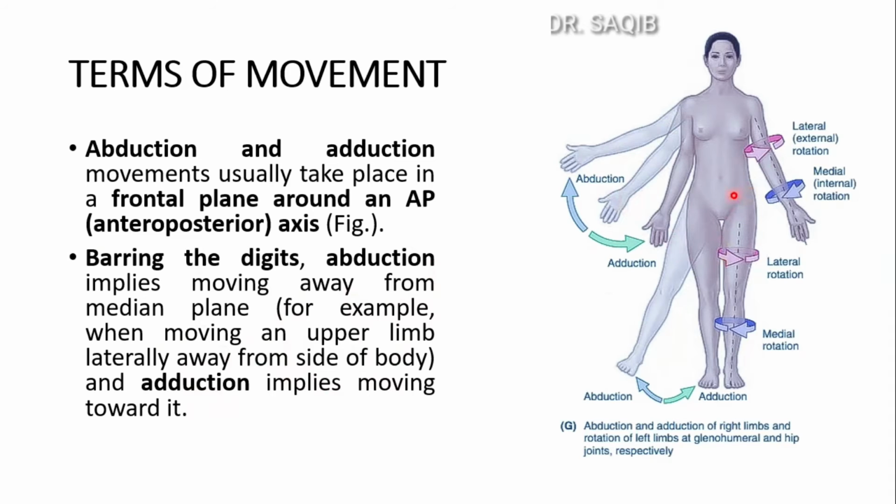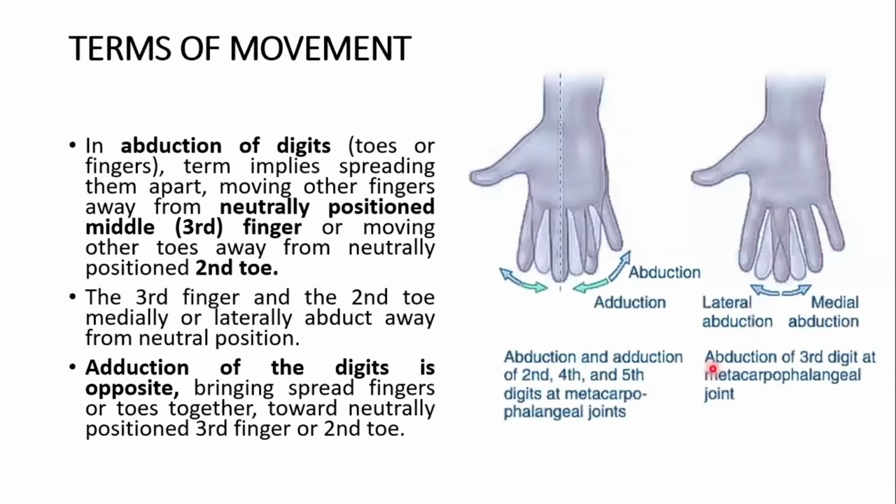You could see this at the hip joint as well. This is moving away from the median plane. This is the abduction, and moving towards the median plane is the adduction at the hip joint. And now the digits. Let's see that in the abduction of the digits, those are the fingers.